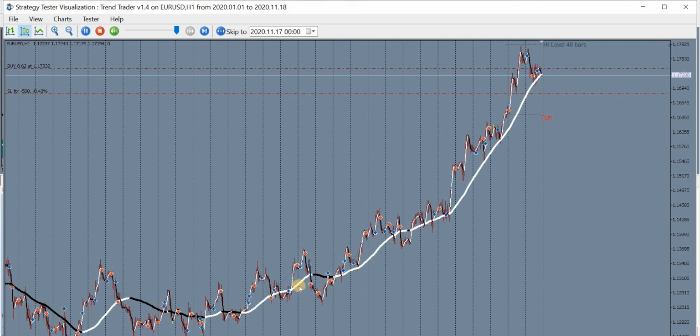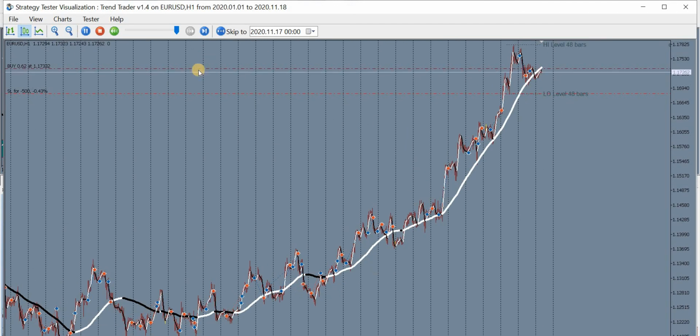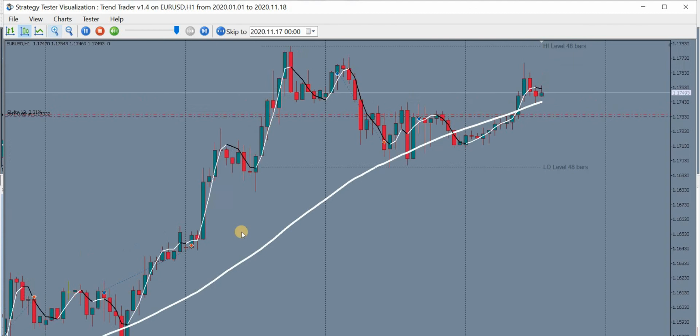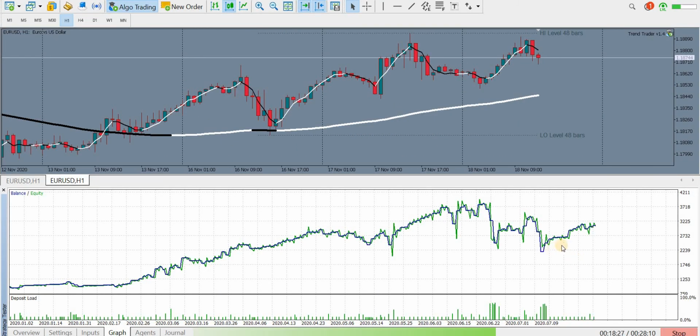And zooming out, we can see now that finally we have a strong trend, an uptrend, and we should see that in the profit chart, and there it is. Profit started to rise again.